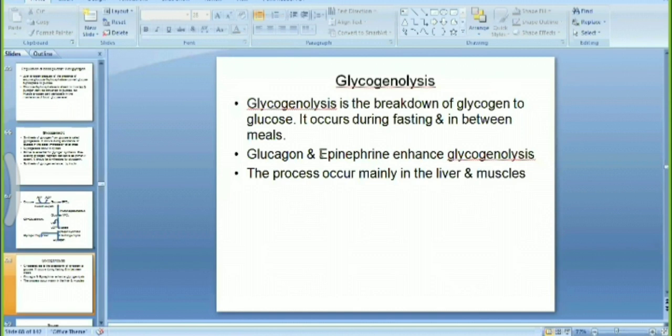Glucagon and epinephrine enhance glycogenolysis, and glucagon and epinephrine are higher in fasting periods, or when the body requires more energy. The process occurs mainly in the liver and muscles.